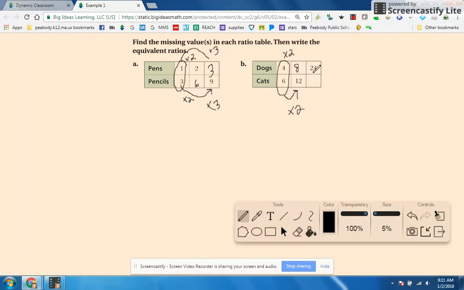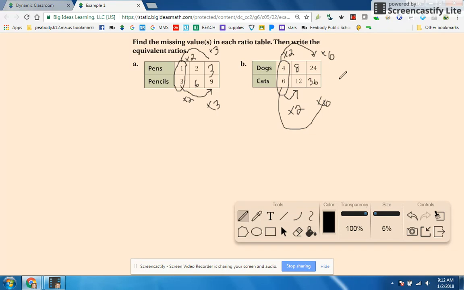All right, let's try this one. They're saying if there's 24 dogs, how many cats? Don't go from the 8 though, go from the original. So how do I get from 4 to 24? I multiply by 6. So I'm going to take the number of cats, the original number of cats, and multiply that by 6. So 6 times 6 is 36. So if there were 24 dogs, there's 36 cats.